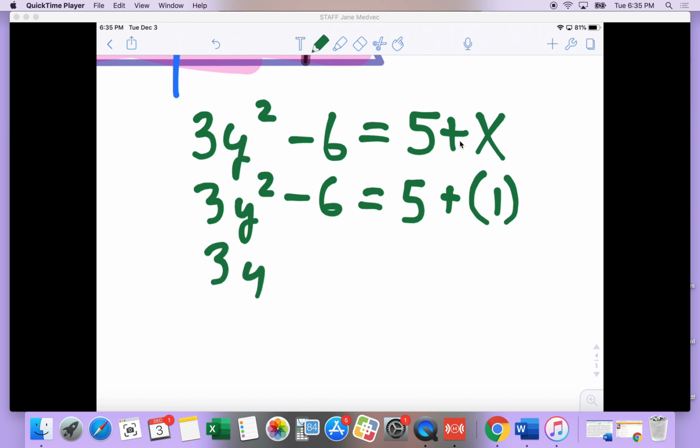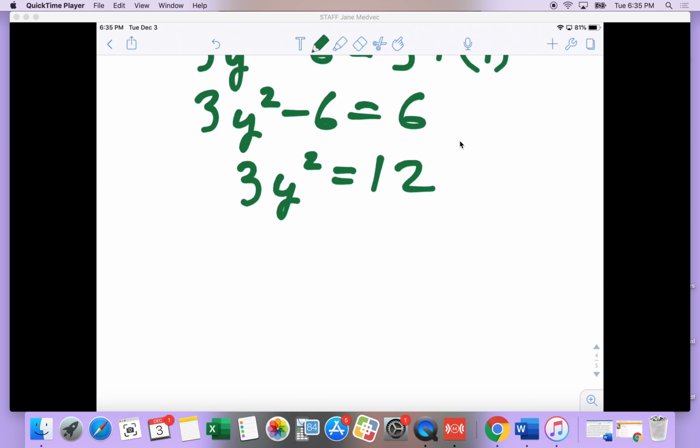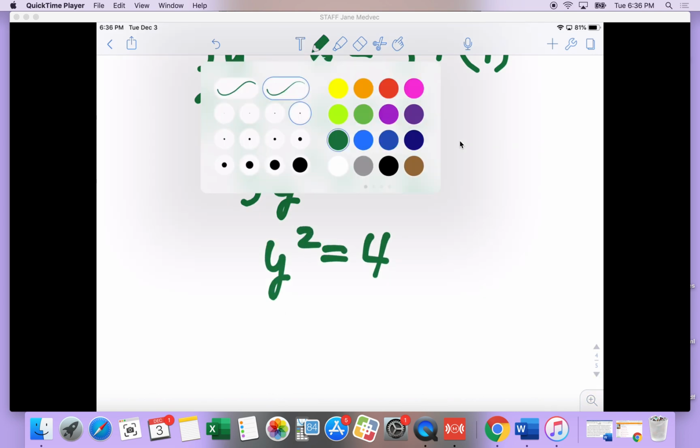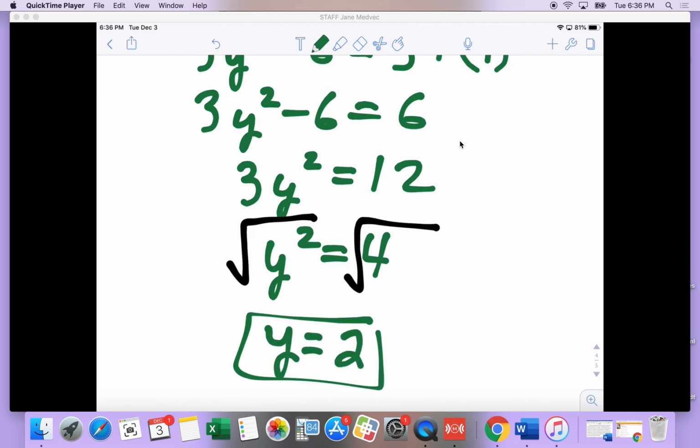And I'm going to go 3y squared minus 6 equals 6. I'm going to add 6 to each side, so 3y squared gives me 12. Divide by 3, y squared gives me 4. And now to get rid of that square, I'm going to square root both sides. And yes, you need to show the square root. So y gives me 2.